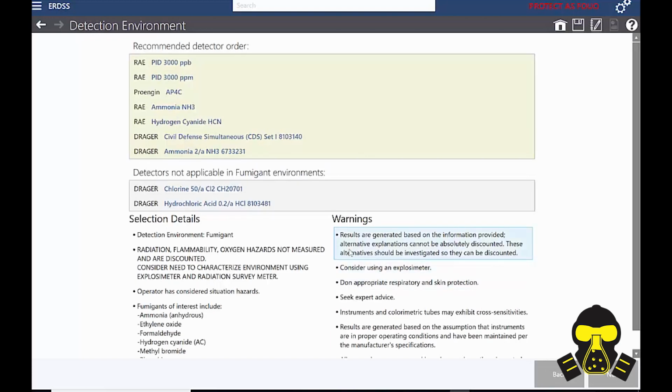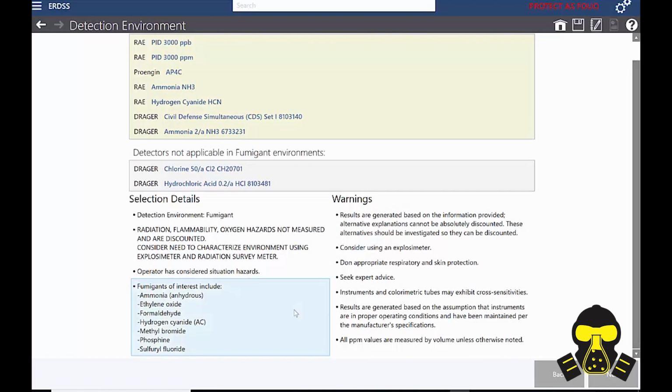Now it's telling me of all the tools that we had put in, these ones, the Ray Systems PIDs, the AP4C, the ammonia electrochemical cell, the hydrogen cyanide electrochemical cell, the Simultest Draeger tube set, as well as the ammonia tube, are useful in a fumigant environment. Whereas the chlorine and hydrochloric acid tubes aren't going to be because they're not fumigants. So fumigants of interest, when you pop down here, are ammonia, ethylene oxide, formaldehyde, hydrogen cyanide, methyl bromide, phosphine, and sulfuryl fluoride. So let's come forward.